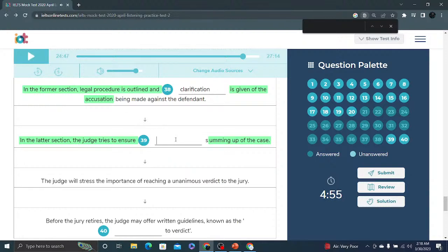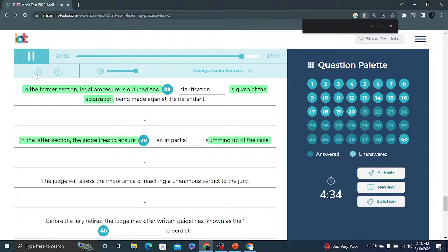Okay, so here it's saying it is an impartial summary. So impartial will be the answer. Okay, let's listen once again.